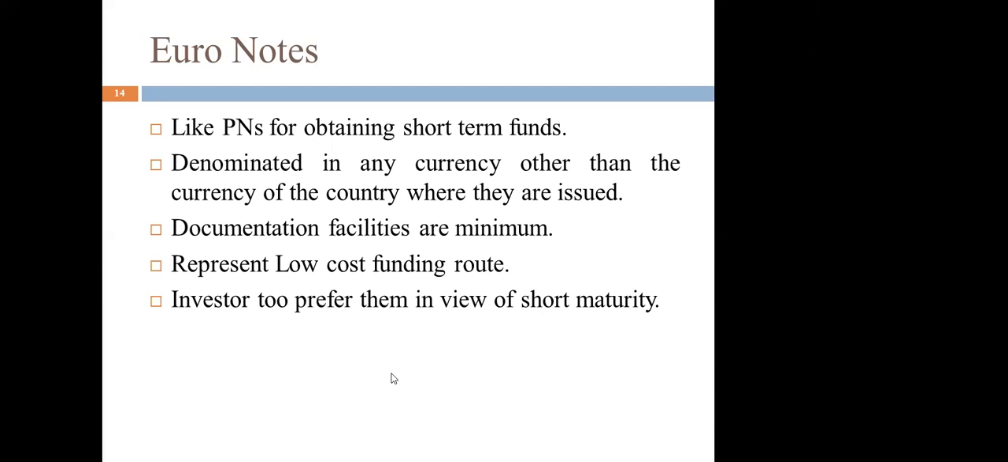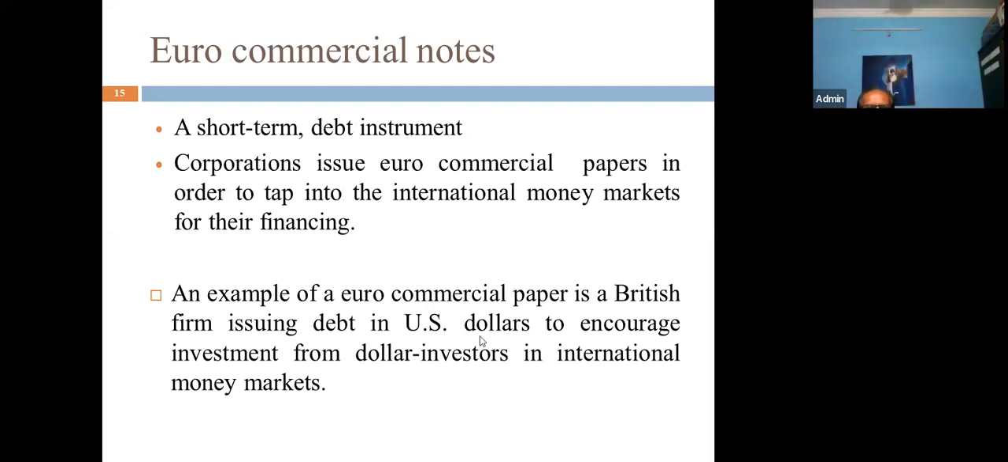Okay. Now, the next one is Euro commercial notes. This is also short term, but it is a debt instrument. Debt instrument means it is assumed that an investor is giving a loan to the company. That is why it is a debt instrument. So the company considers these instruments as a debt, as a loan. Corporations issue Euro commercial papers in order to tap into the international money market for their financing.